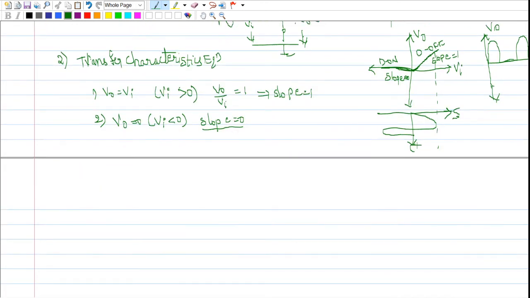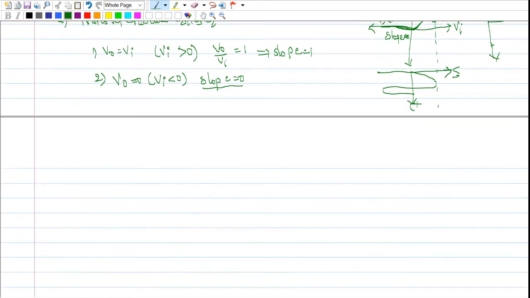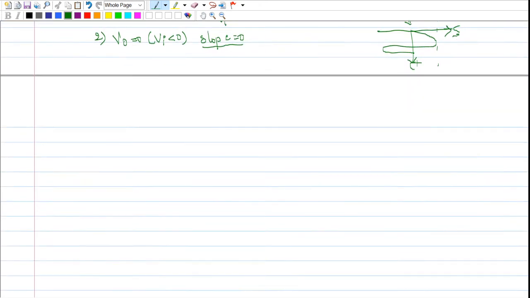Next, the third one is the shunt positive clipper with biasing. Again it is of two types: with positive biasing and with negative biasing.